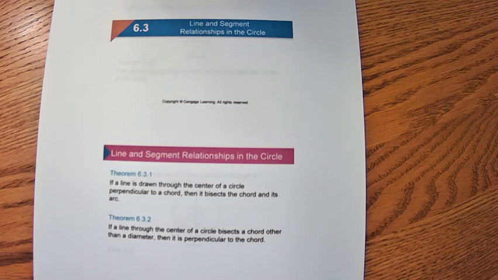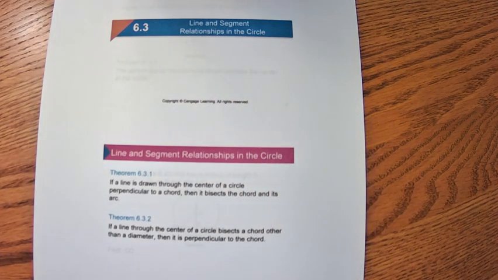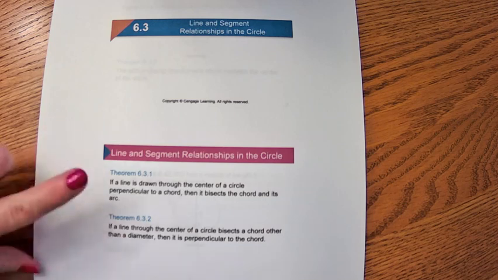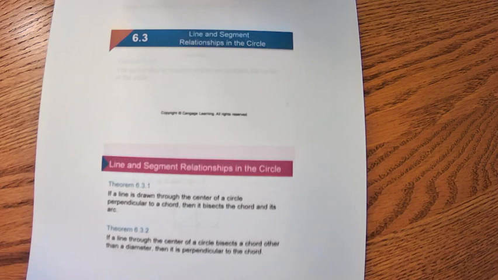Now in section 6.3 we will continue with lines and segments and their relationships in a circle. We've seen this before, but if a line goes through the center of a circle and it's perpendicular to the chord, then it's going to bisect the chord. And if we reverse, if a line goes through the center of a circle and it bisects the chord, then it's perpendicular. So if it's perpendicular, then it bisects. If it bisects, then it's perpendicular.